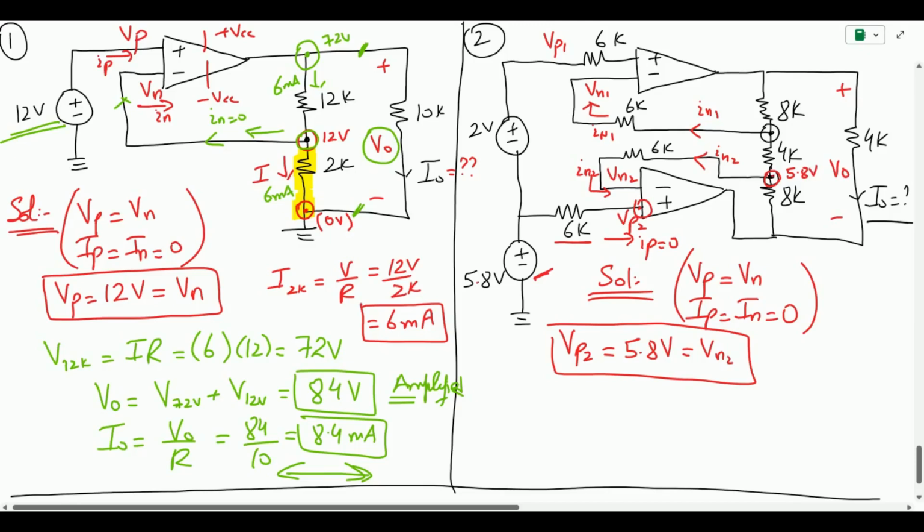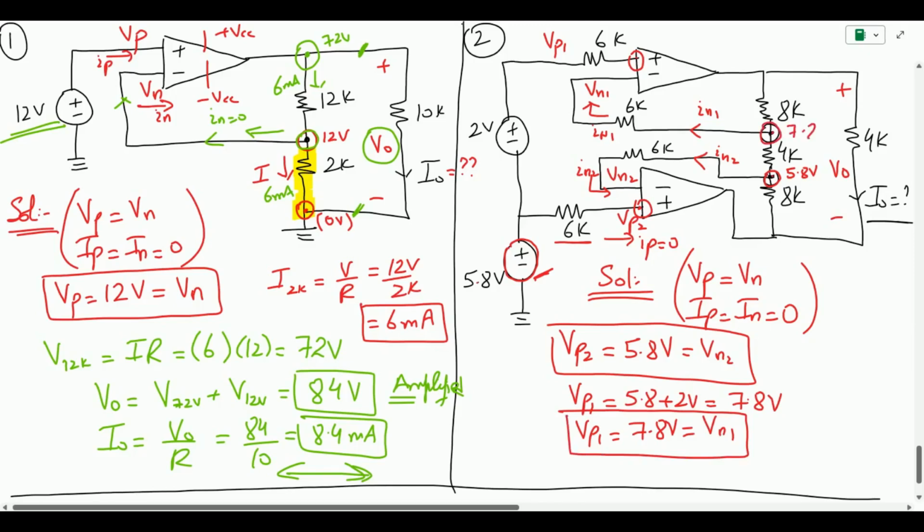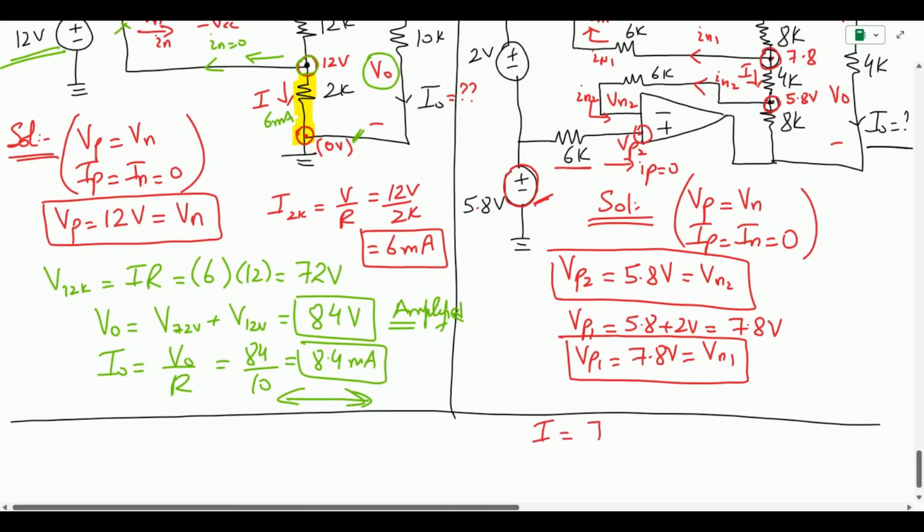What about Vp1? So Vp1 is again going to have 2 volts appearing at this point. No voltage drop is going to affect this at 6 kilo ohm, but we have another voltage source in series. So this is going to be 5.8 plus 2 volts, which is going to be 7.8 volts. So Vp1 is equal to 7.8 volts, which is equal to Vn1. Again virtual short is giving us this liberty. Now I can find the current flowing over here. So the current will be I equals 7.8 minus 5.8 divided by 4K, and it comes out to be 0.5 milliamps. So I know that the current flowing here through 4K is 0.5 milliamps.